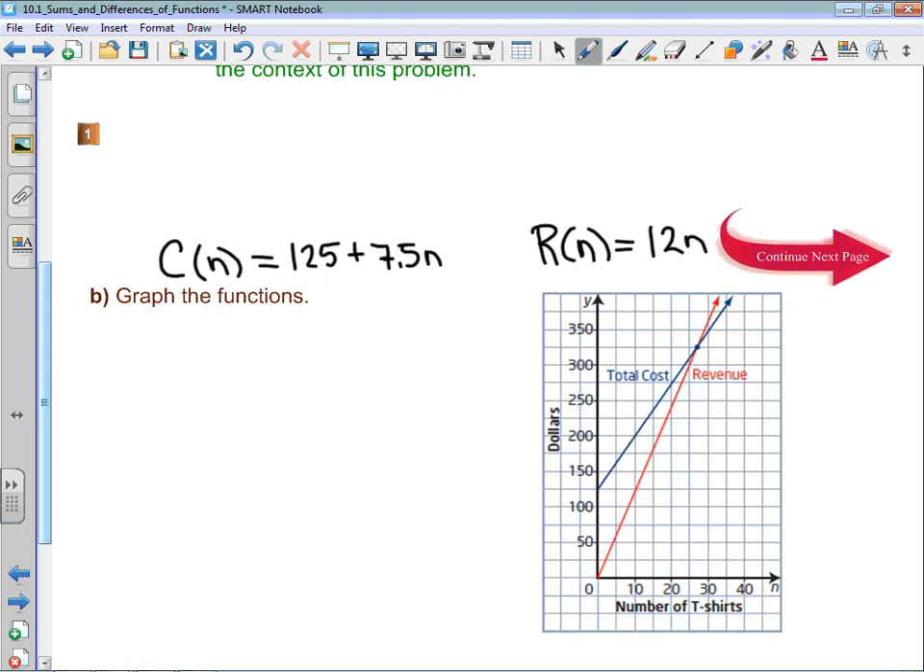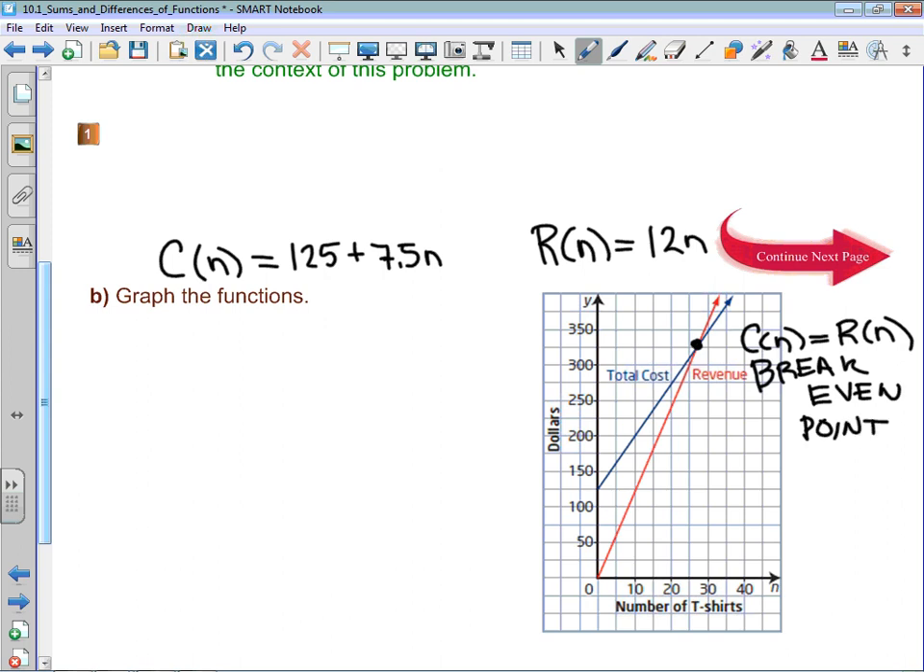Now, it's important to identify what this intersection is. This intersection is when C of n is equal to R of n. So it's where the costs are equal to the revenue, and essentially what that is, it's commonly called the break-even point. Make sure I spell that out, break-even point. And essentially, it's the idea that as long as we keep going, we're going to start to make money.